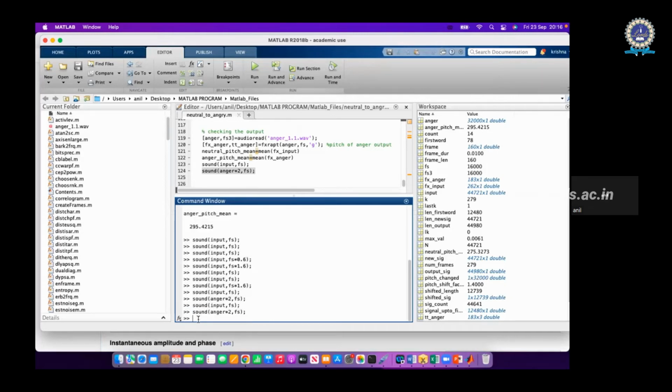Is the speaker intact? It won't become like a cat, right? Is the speaker the same? Speaker same, sir. Yeah, the speaker is retained and it became kind of anger. Did you feel the anger?